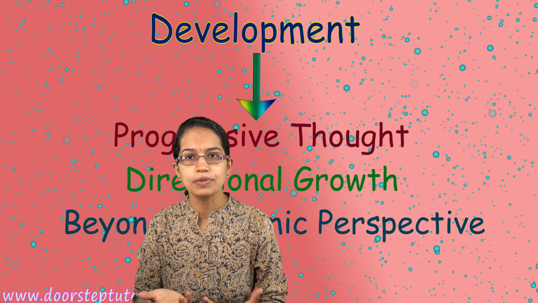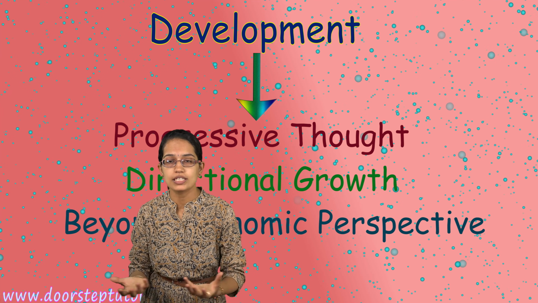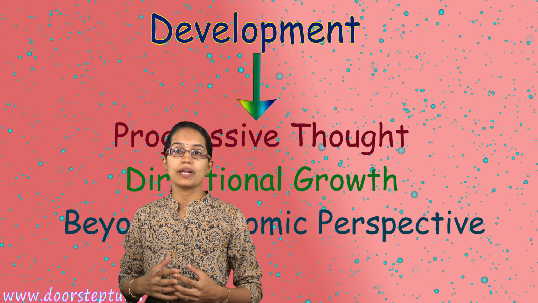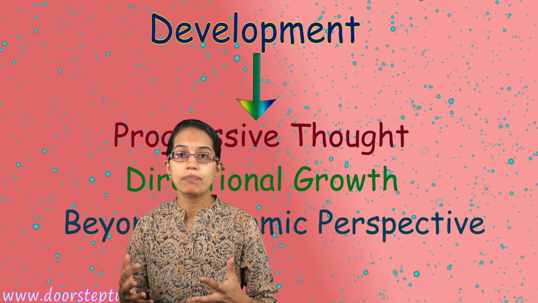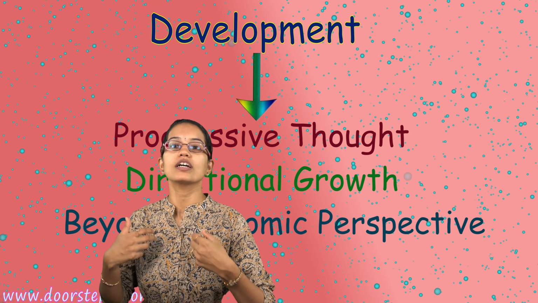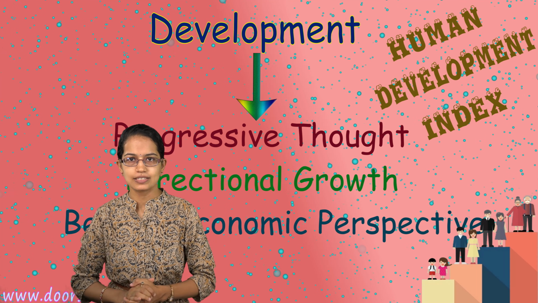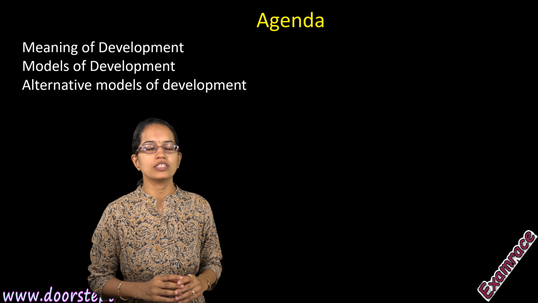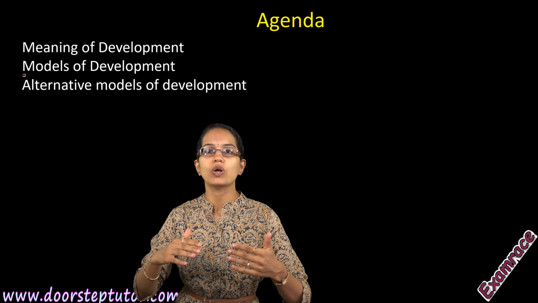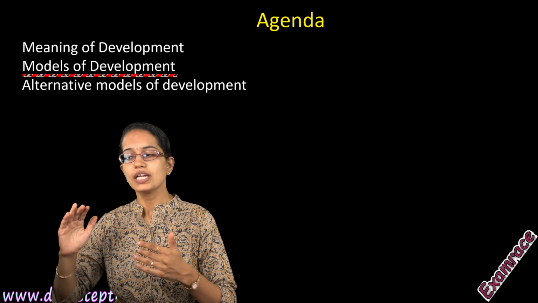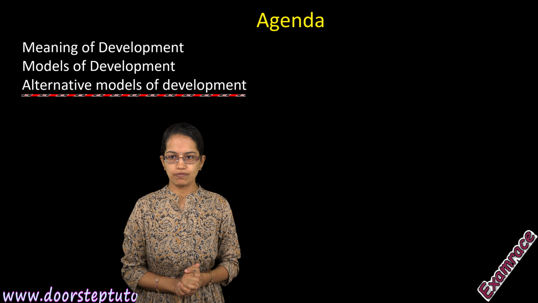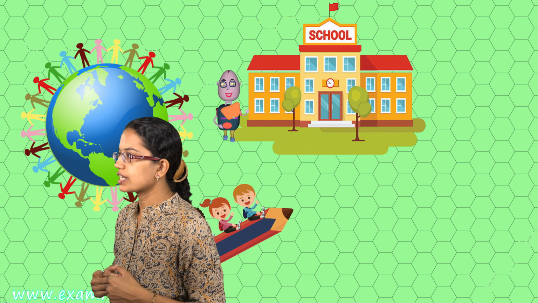So a holistic perspective of a society, a holistic development, social development embarked with economic development. So focusing more on the quality of life, and there is where we talk about the human development index. So in this lecture, we would focus upon what is development, what are the various models of development, and the alternative approach to development.